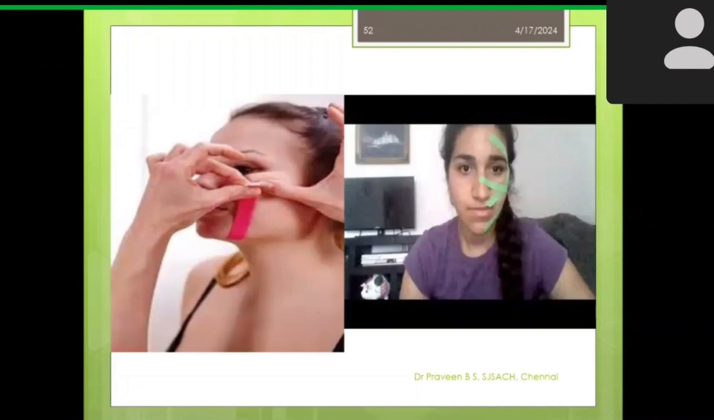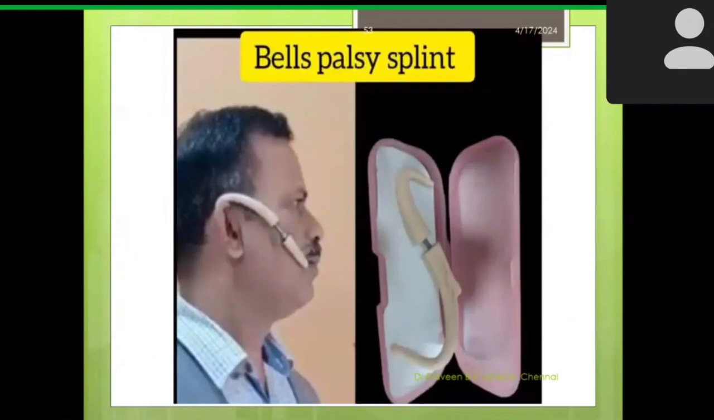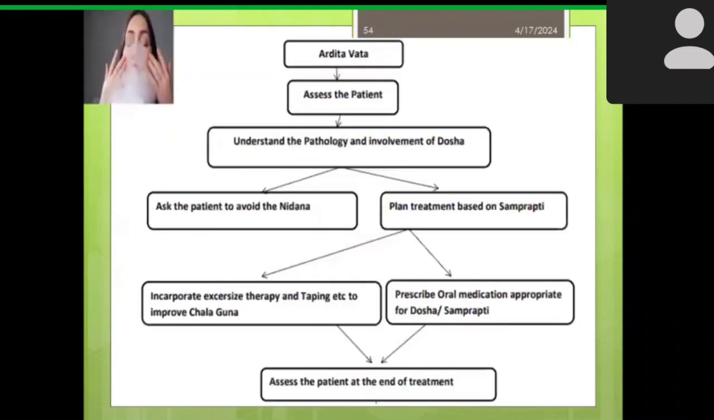Of course, this is not a substitution for exercise therapy, but continuously giving the support will definitely help increase its function. Nowadays you are also getting a Bell's palsy splint, which is very important to hold the face in complete Bell's palsy conditions, and that can be utilized.